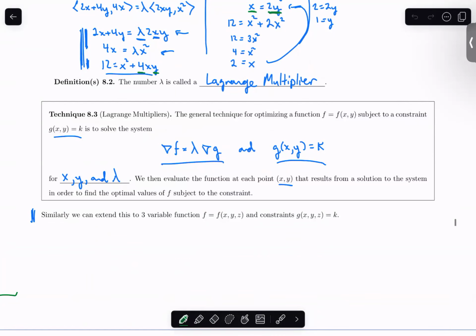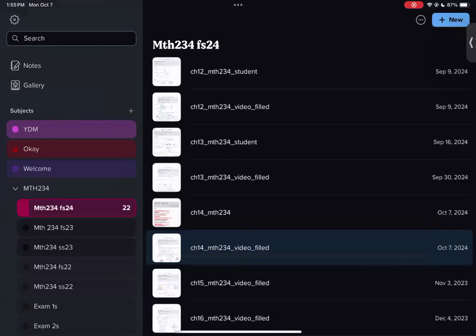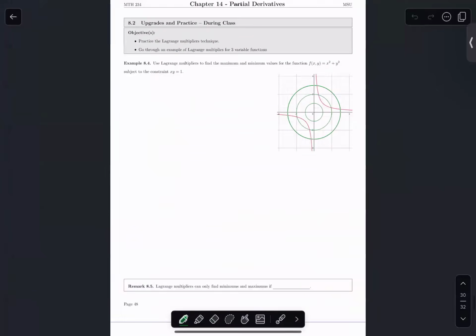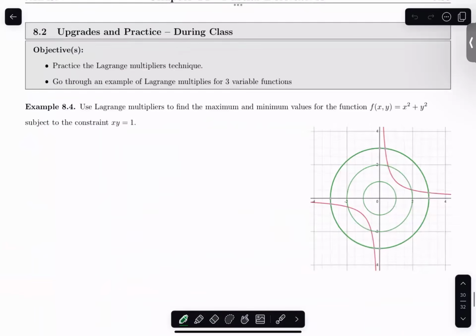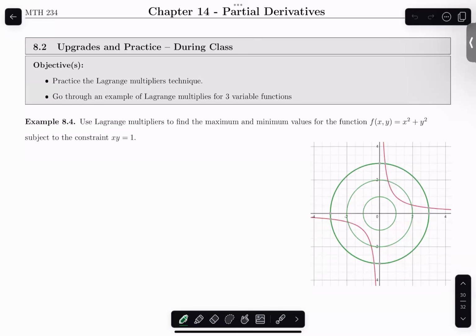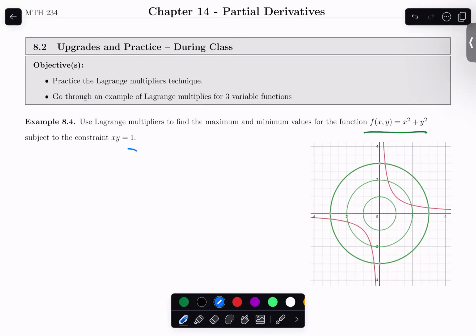Okay, well then, why don't we go ahead and look at the new stuff. So I would like to use Lagrange multipliers to find a maximum and minimum for this function here, subject to the constraint that x times y should be equal to 1.